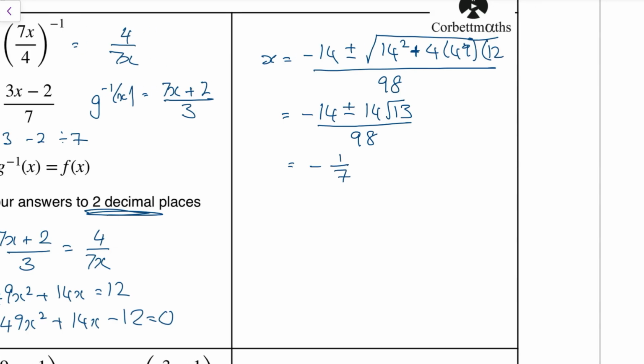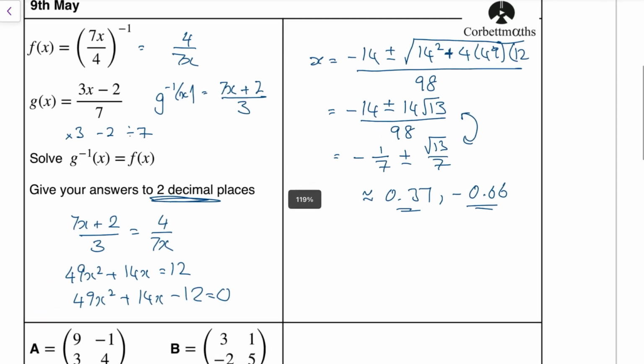Now I don't really need to do this, but I'm going to do it anyway. So minus a 7th plus minus root 13. Let's write root 13 a bit neater. So root 13 over 7. Now I don't really need to, I can just work either that one out or that one out. But the point is, if I get my calculator out again, put this in, I get either 0.37, 2 decimal places, or minus 0.66. And that's it. Yeah, happy with that one. Both can be positive, both are good answers.